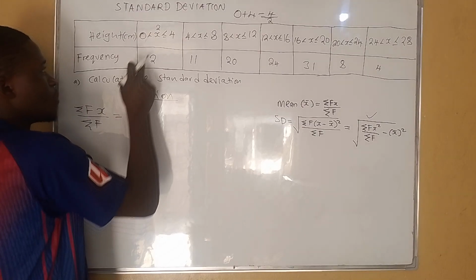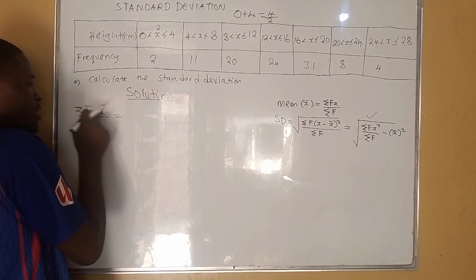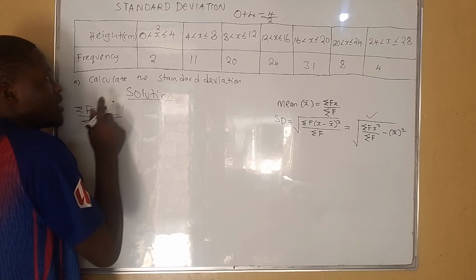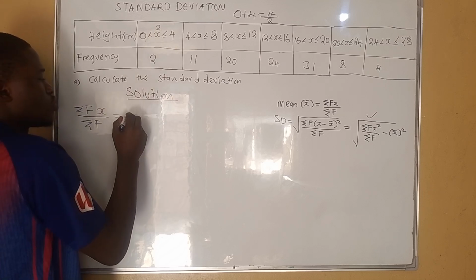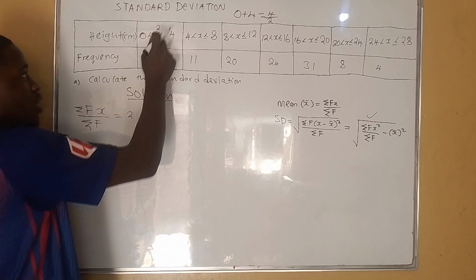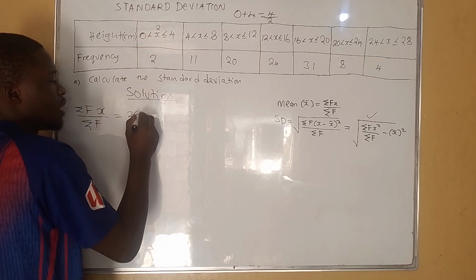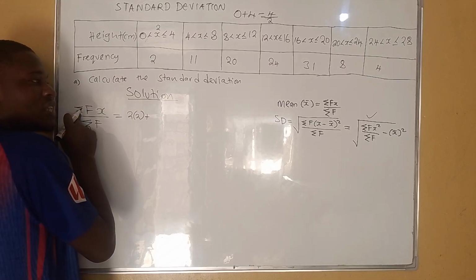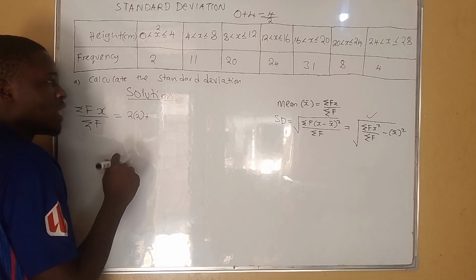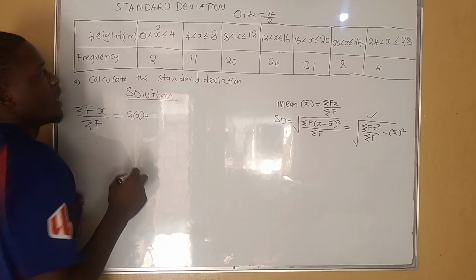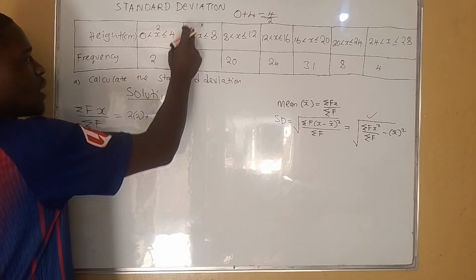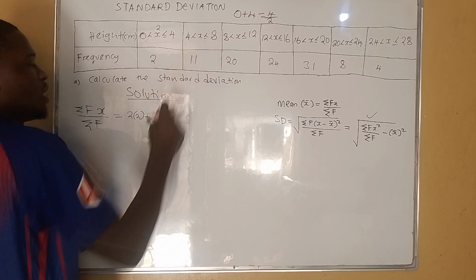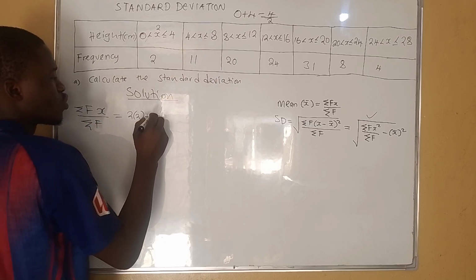Now you are multiplying the frequency by x. The frequency in this column is 2, and x in this column is 2, so you are multiplying 2 with 2. Plus, the summation means the sum: you add all the numbers that you have. Then we come to the next column, 4 plus 8. What is 4 plus 8? That is 12, and 12 divided by 2 gives 6.